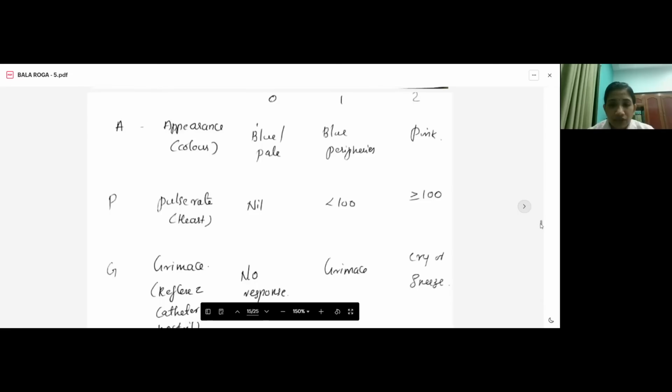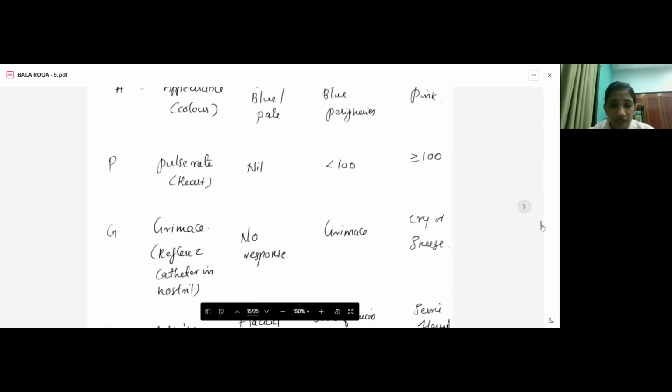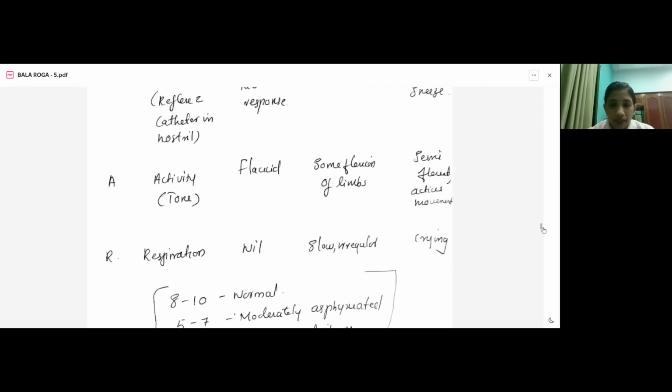Then G, for grimace, that is the reflex with a catheter in the nostril. If there is no response, it is scored as 0. If a type of grimace is present, it is scored as 1. And if any cry or sneezing is present, it is scored as 2. And A here is for activity of the baby, or the tone of the muscles. If it is flaccid, it is 0. If some flexion of the limb is present, it is scored as 1. And if it is semi-flexed and active movement is present, it is scored as 2.